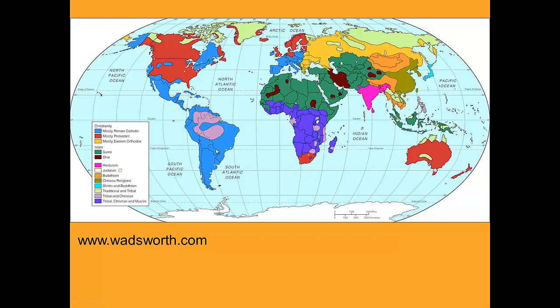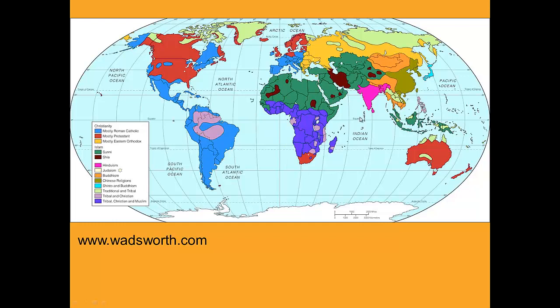But you'll see here that where all the locations of this first color are blue, mostly Roman Catholic, where the countries are that are predominantly Roman Catholic. And then the red countries are mostly Protestant. The yellow countries are mostly Eastern Orthodox. And then you go into Islam. Sunni is represented by the green color. And then the Shia, which is represented by the burgundy color.